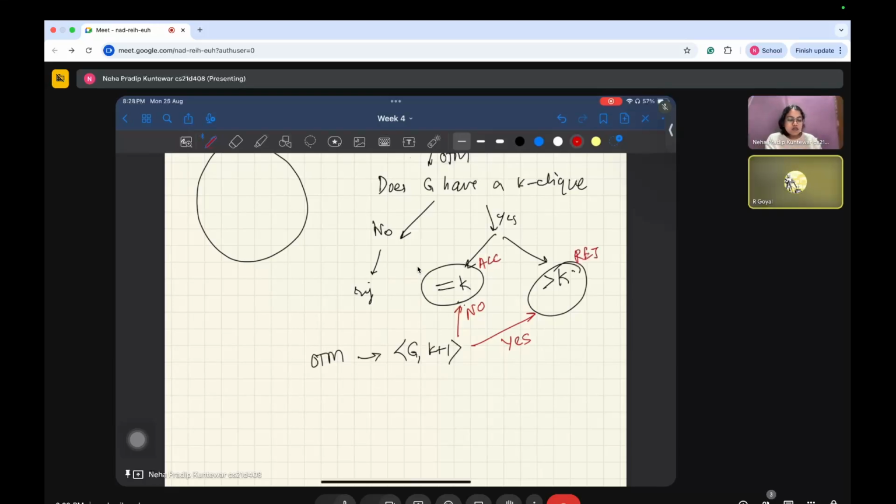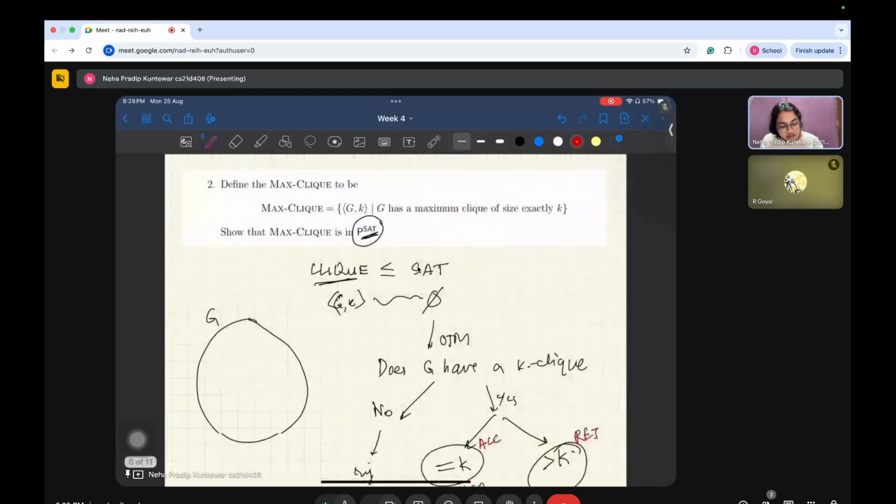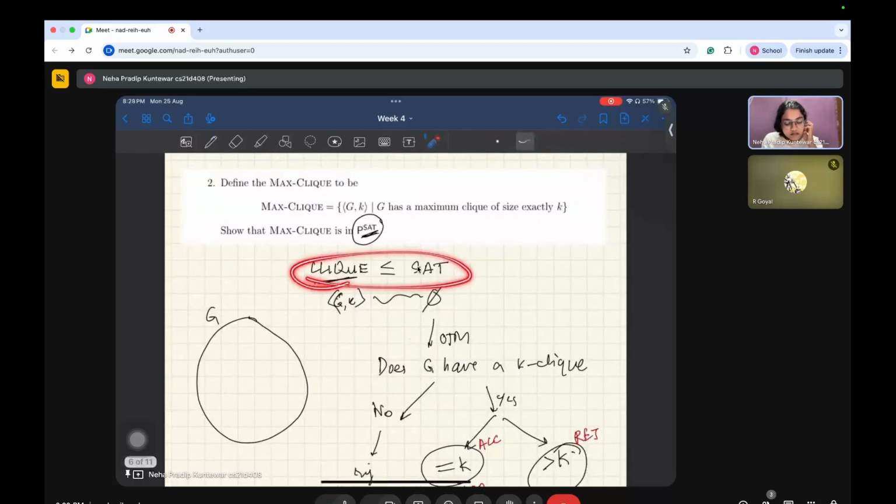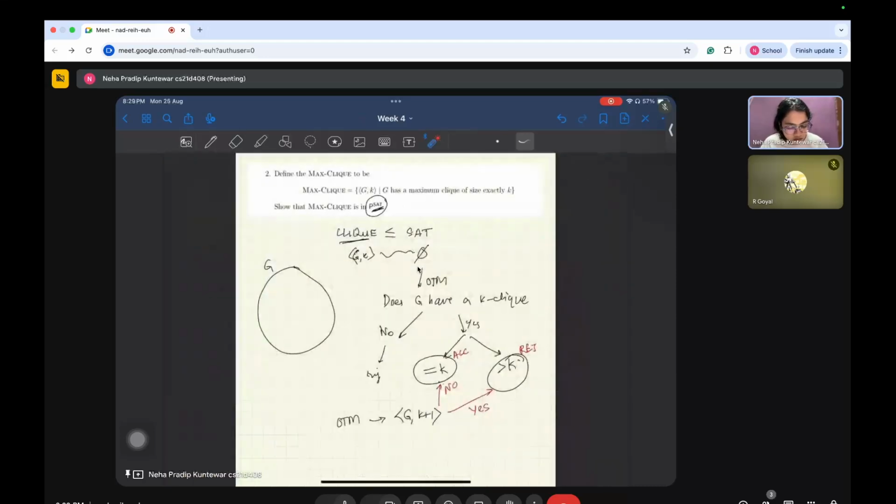Yes, okay. The details of how we convert this clique to SAT are similar to what we did earlier. So we will not get into the details of that, but we do know that there exists a polynomial time reduction, so we will rely on that.